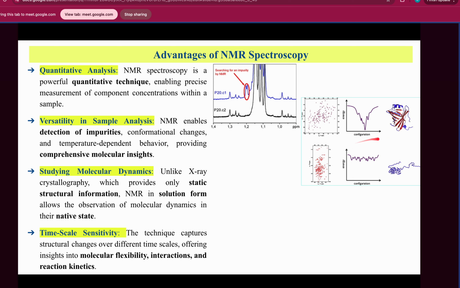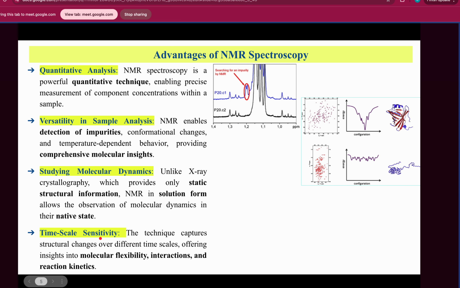With the help of NMR, we can study not only the properly folded, structured protein, but also the regions which are intrinsically disordered or do not fold properly into structures. We can also look for those regions, and we can compare among different conformations of the same protein with the help of NMR.